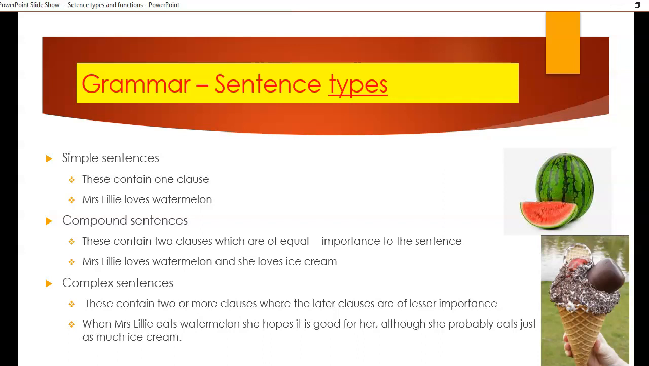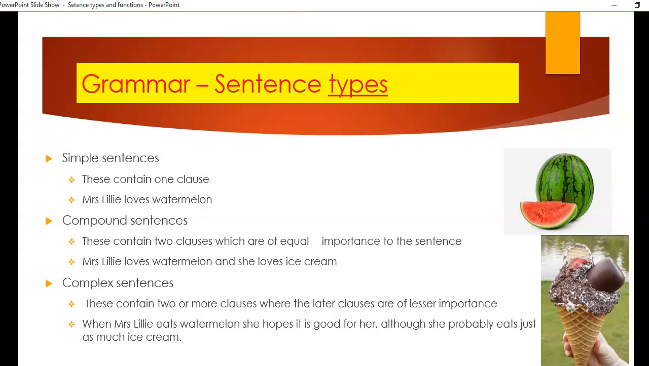I could stop there and I could have a complete sentence, and it is made up of that first clause. I've added, though, a subordinate clause, although she probably eats just as much ice cream, which relies on the main clause to make sense. You could actually switch those round. So you could have a complex sentence that begins with the clause that's subordinate, that begins with the clause of lesser importance. Let me give you the example.